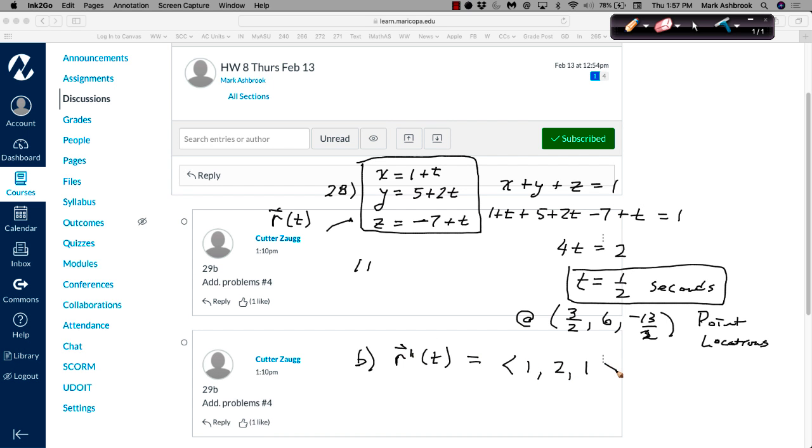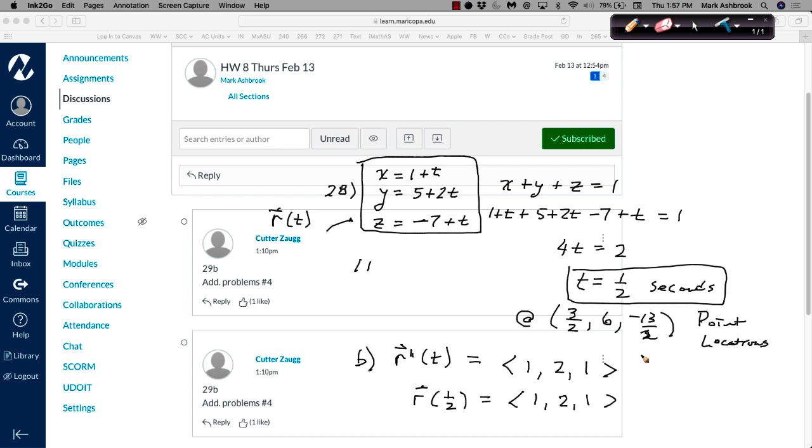Okay, so the r prime function is 1, 2, 1. So then what's r prime of 1 half? 1, 2, 1. What's r prime of 10? The same. What's r prime of 0? The same. What kind of speed is this? Constant speed. So there's no t's in our function for speed. So no matter what time it is, it's the same constant speed. So it's going 1 in the x direction, 2 in the y, 1 in the z, always.